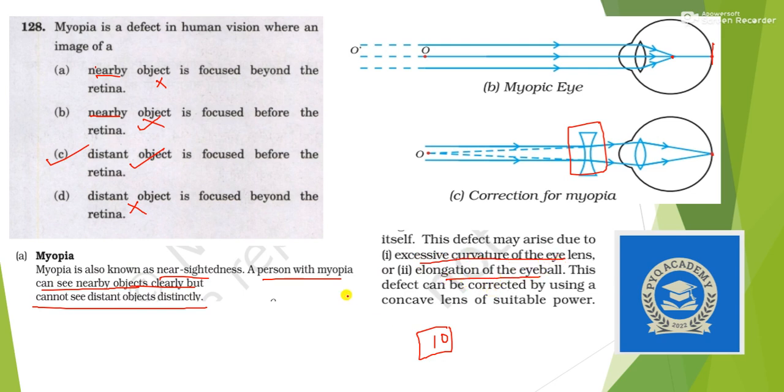Go through each and every eye defect, because they are regularly asked in examinations, and also learn which lens is used for correcting all those vision defects.